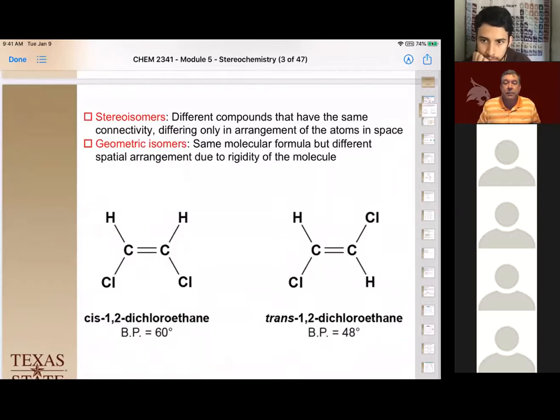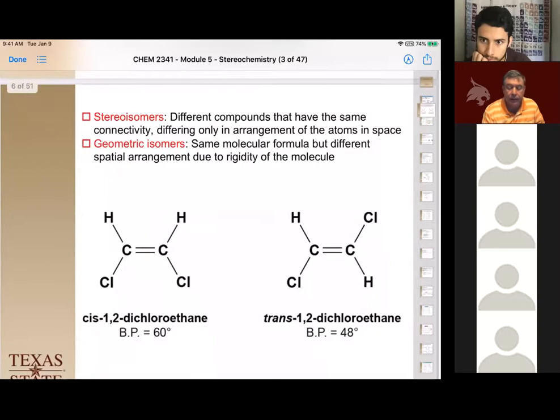The stereoisomers. And the stereoisomers have a difference in space, okay? All the same atoms, the same types of bonds, but they have a different configuration in space, okay? So geometric isomers are the same molecular formula, but a different spatial rearrangement due to the rigidity of a molecule. In that previous one, the conformational, we had sigma bonds that can freely rotate. In this case, we have pi bonds. Pi bonds don't free rotate.